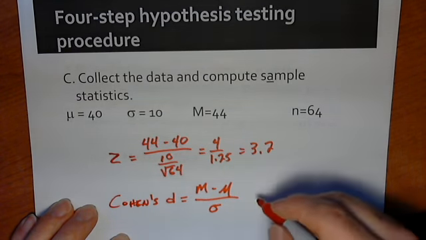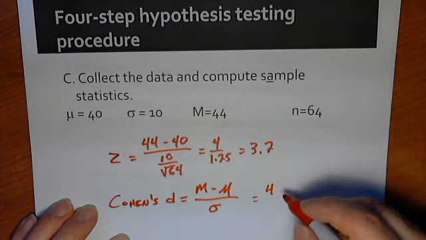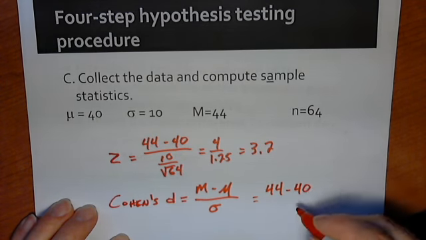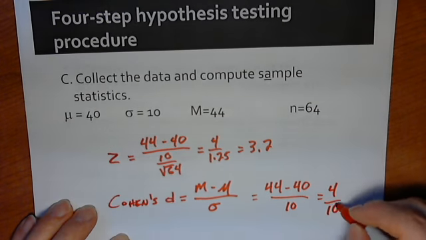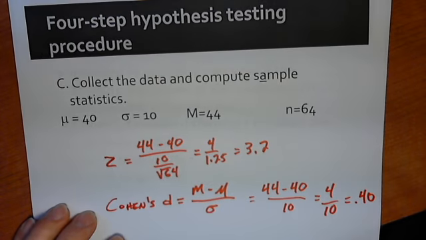So really easy math. This works out even better than what we did up here, and that was actually not too bad a math. So we'd have 44 minus 40 divided by our standard deviation, which is 10, which would give us 4 over 10, which would give us 0.40 for an effect size.